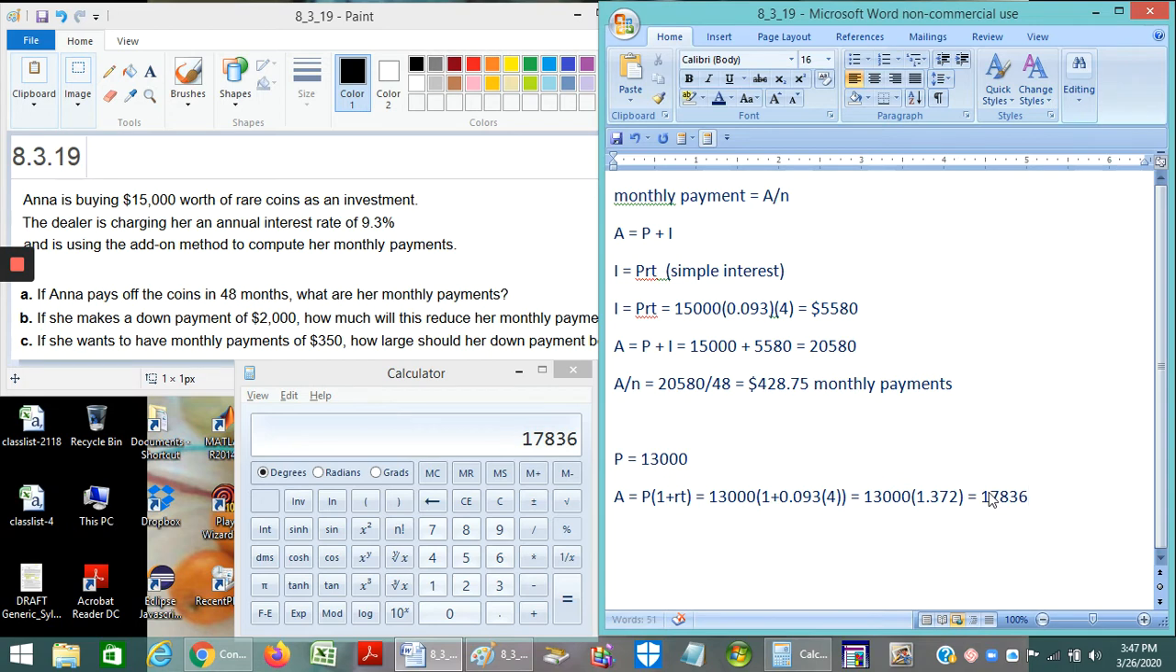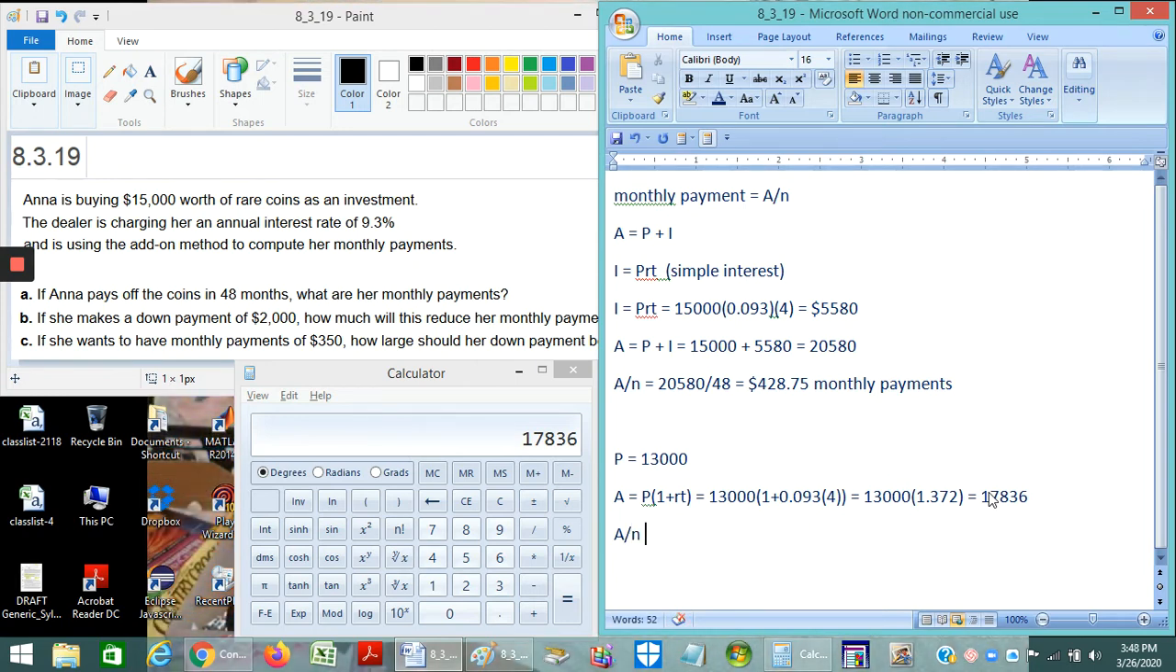$17,836 in the end. But we want to know what the monthly payment is, right? The monthly payment is going to be the future amount divided by the number of months. The future amount is 17,836, and we're still paying that off in 48 months, right?